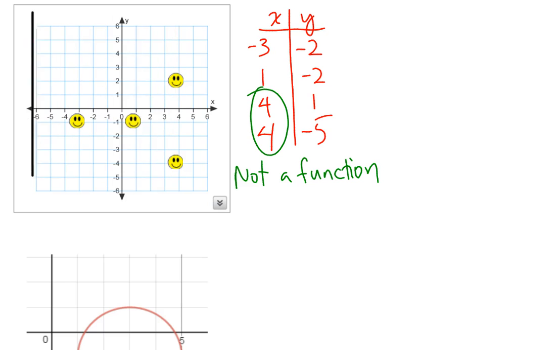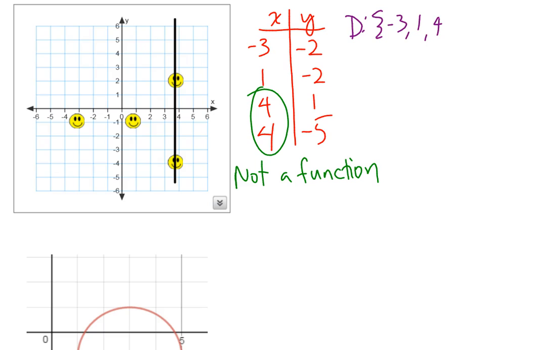So again, if you imagine a vertical line dragging across this graph, and you see it touch the graph at two points at the same time, then it's not a function. Okay? All right. Now, what's the domain of this? Well, I already kind of listed out the domain, haven't I? In my xy table, my domain would just be -3, 1, and 4.